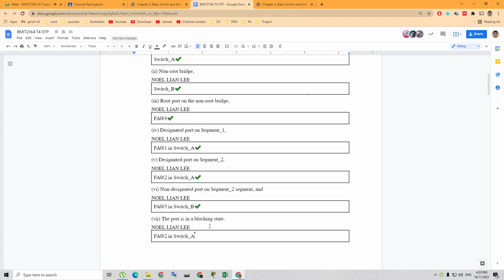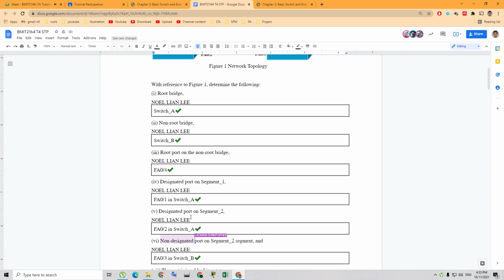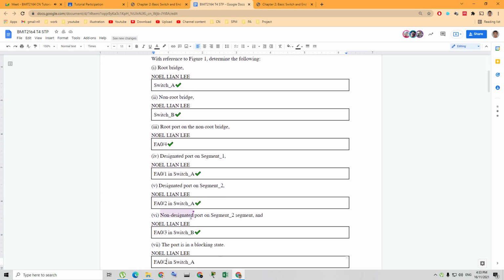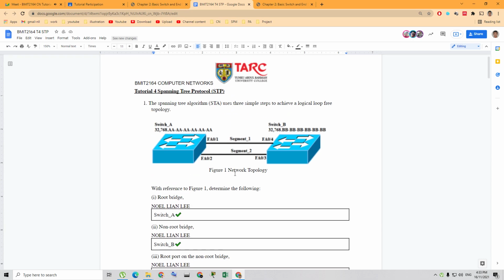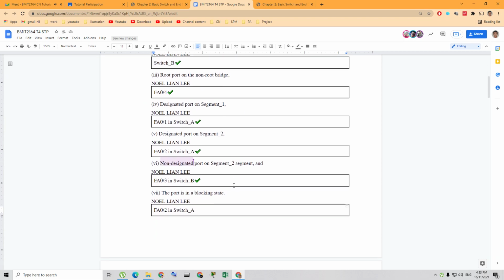So is it FA01? No, you see, you only have 3 types of ports: root port, designated port, and non-designated port. Designated port is still forwarding. Non-designated port is the one that is non-forwarding. The other name for non-designated port is alternate port, and what happens to an alternate port is that it is blocked. So the question part 7 says which port is in blocking state, which means the blocked port, which means alternate port, which means non-designated port.